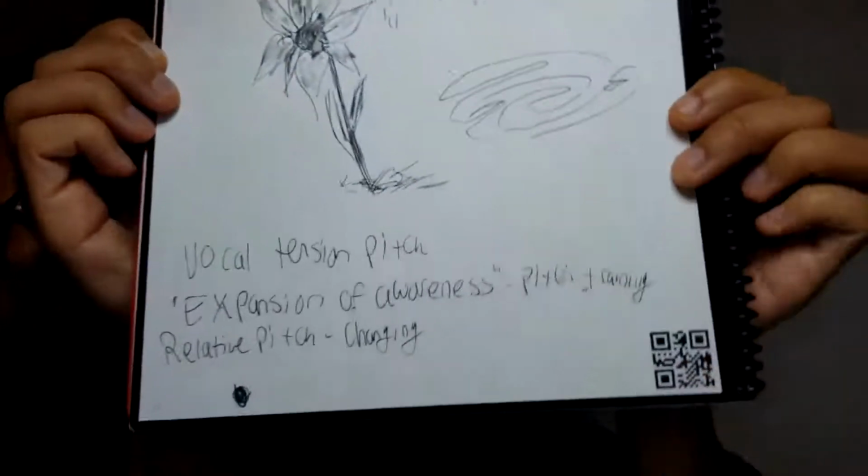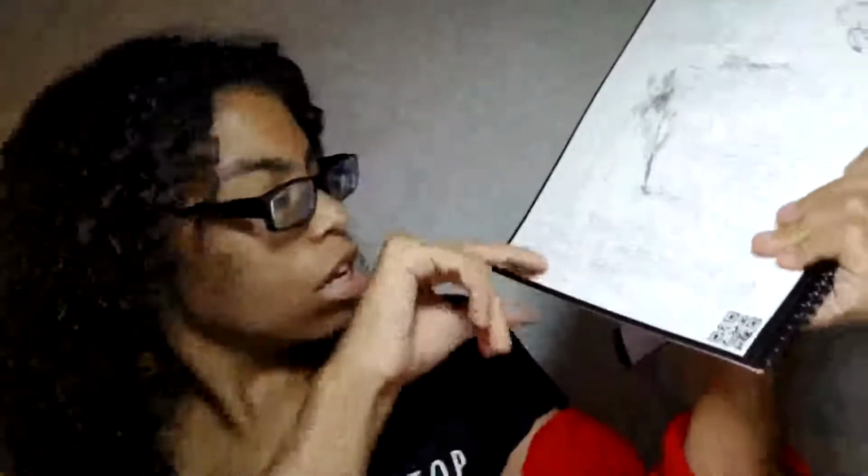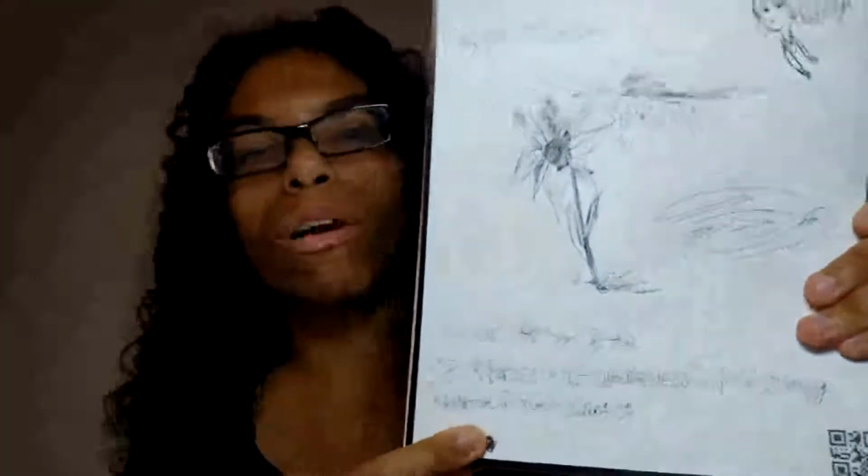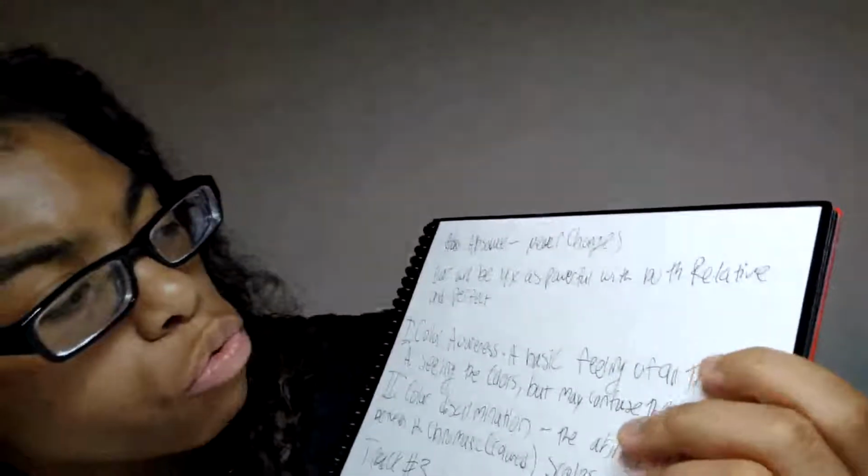Vocal tension pitch is the vocal tension pitch. Expansion of awareness is pitch training. That's what pitch training means. It means you're expanding your awareness of different sounds and the 12 chromatic tones. Relative pitch means changing, whereas absolute pitch never changes. Absolute is also perfect pitch. Your ear will be 4 times as powerful with both relative and perfect pitch.